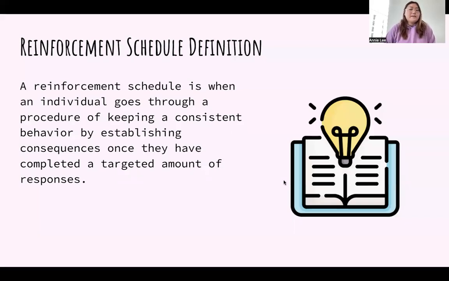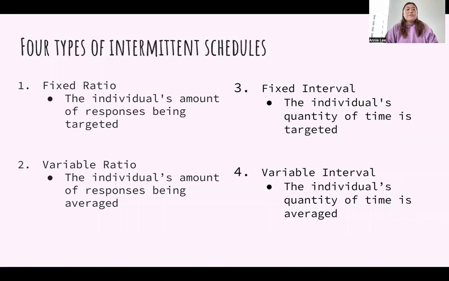It is a learning strategy used by students to help them keep a consistent behavior by having them set up a consequence for themselves once they reach a certain response that they want to achieve. There are four different types of schedules that students use: fixed ratio, variable ratio, fixed interval, and variable interval. In the next four slides, I'll be explaining what they are.